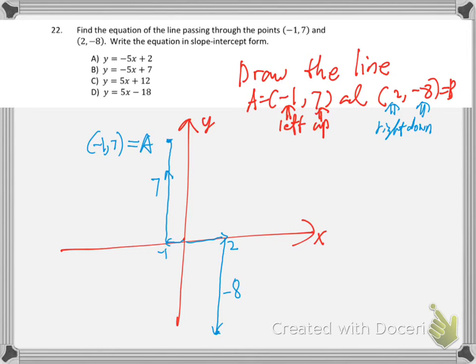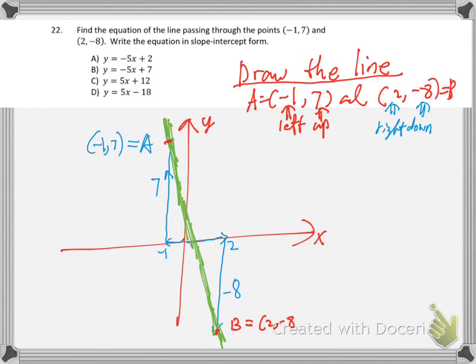So let's draw a green line past A and B. Okay, so this is the line AB. Yeah, I didn't label B here, sorry. So B is (2, -8). So this line is from A to B.